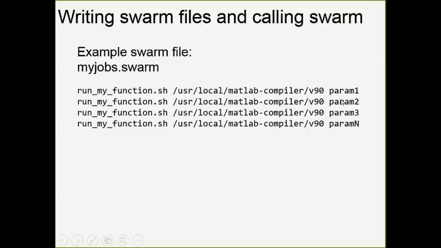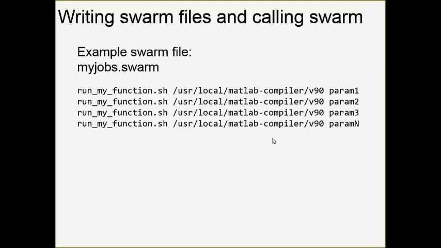Okay, so you'll notice that over here on the end, the way in which each one of these jobs runs differently is that each one's got a different parameter. Okay? So is that clear? Okay. So what you're going to do after you save this is you would call Swarm and give it this file.